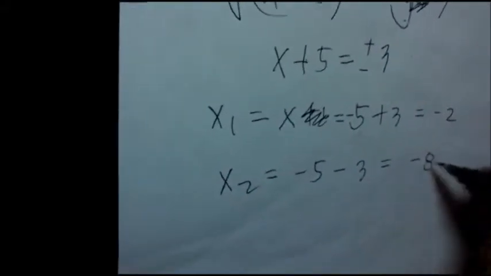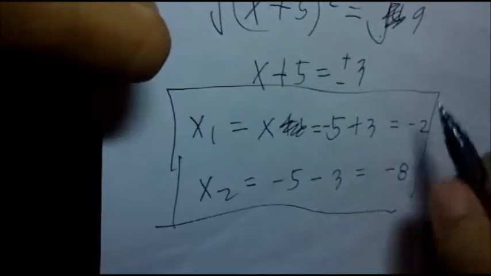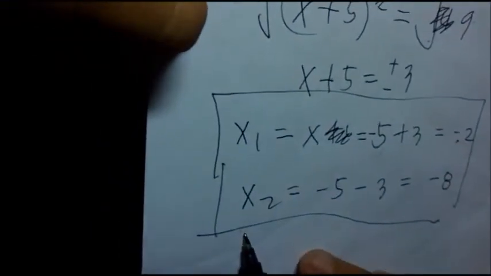So, our x sub 1 is x plus 5 equals 0, so x is negative 5 plus 3, which is negative 2. Our x sub 2 is transpose again, so negative 5 minus 3 is equals to negative 8. So our x sub 1 is negative 2 and our x sub 2 is negative 8.